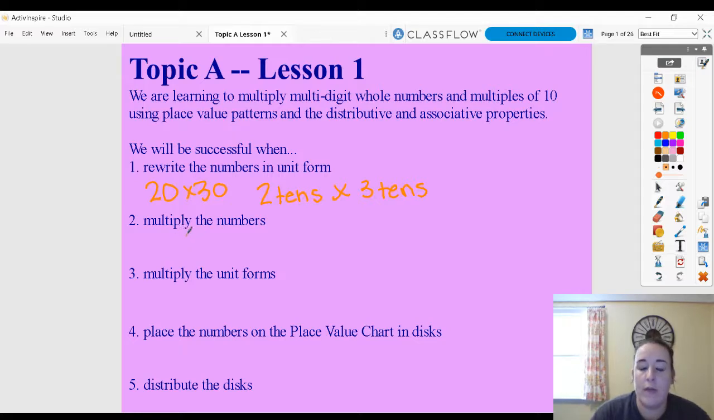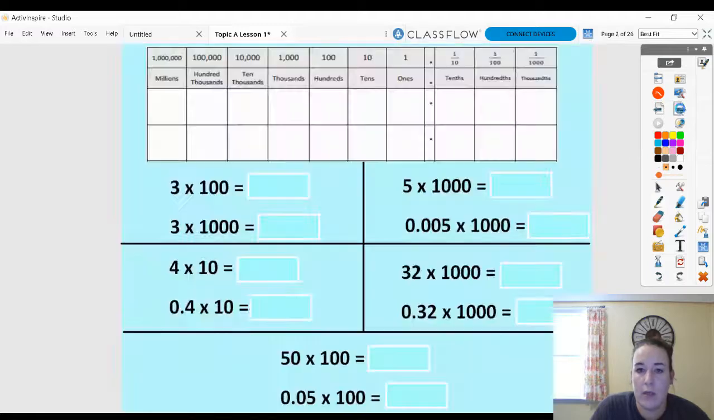Then we're going to need to multiply our numbers. So in this case, it's 2 times 3, so we end up with 6. Our next step is to multiply our unit forms. So 10 times 10. So remember when we do that, we have our 1 times 1, and then we count our zeros. 10 times 10 is 100. Then we're going to place our numbers on the place value chart in disk form. So this would be our place value chart. We had 6 tens.